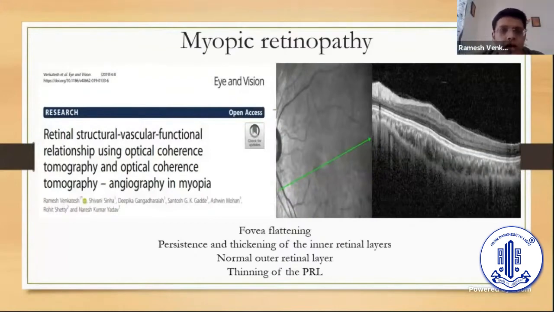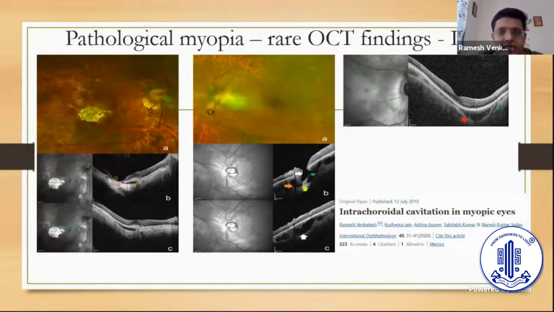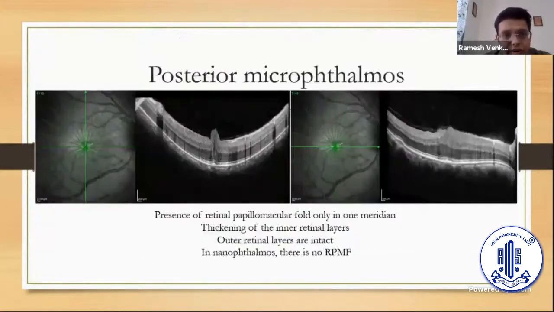What happens with a myopic retinopathy? We describe this term known as myopic retinopathy, where there is foveal flattening, persistence of the inner retinal layers, a normal outer retina, and thinning of the photoreceptor layer. So this is what we described as the earliest change in cases with pathological myopia. In addition, you can see some rare OCT findings like intrachoroidal cavitations and the presence of a myopic sinkhole. If you try to look for these features, you'll start finding them in patients with tilted disc and pathological myopias.